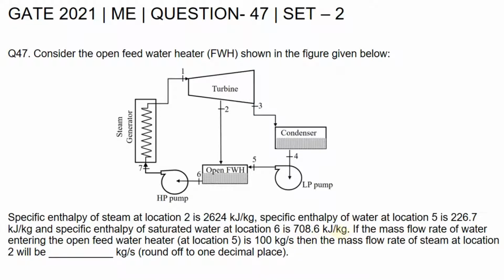708.6 kJ per kilogram. If the mass flow rate of water entering the open feed water heater at location 5 is 100 kg per second, then the mass flow rate of steam at location 2 will be dash in kg per second. And this we have to round off to 1 decimal place. Let's say the mass flow rate at location 2 is M2, at location 6 is M6, and at location 5 is M5.